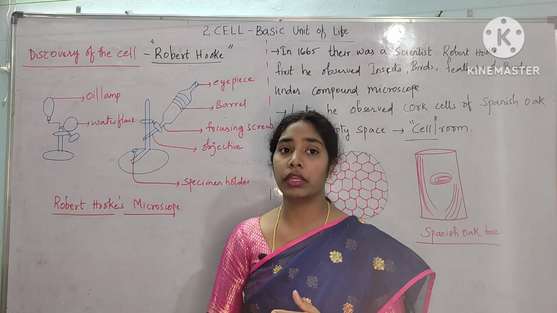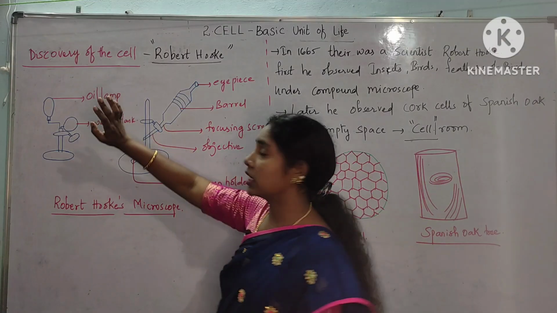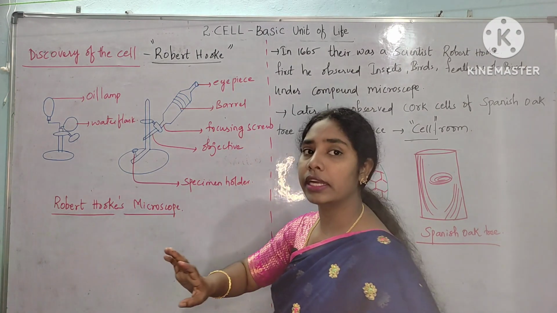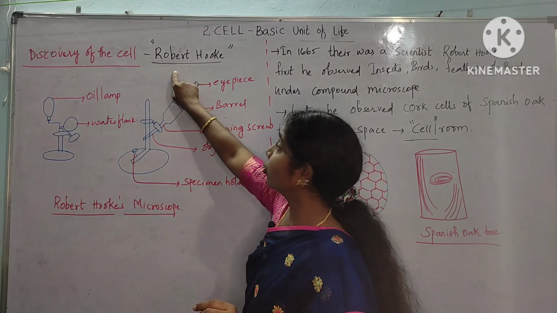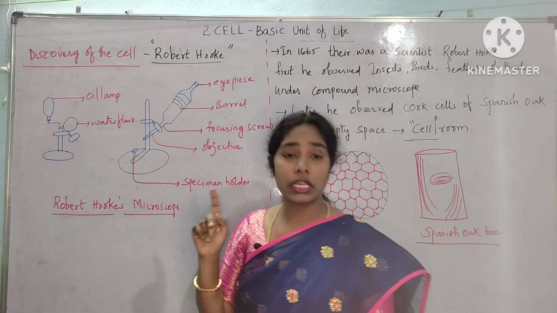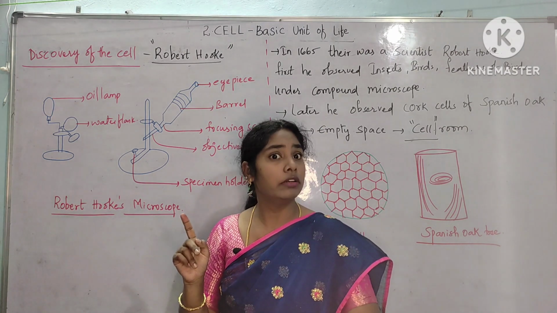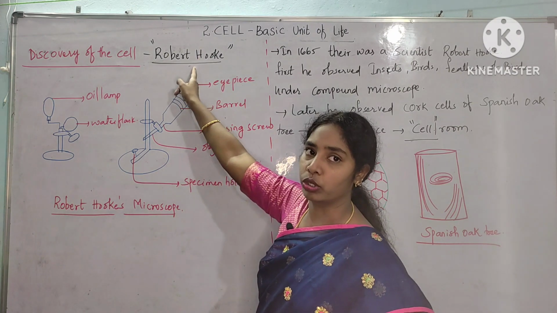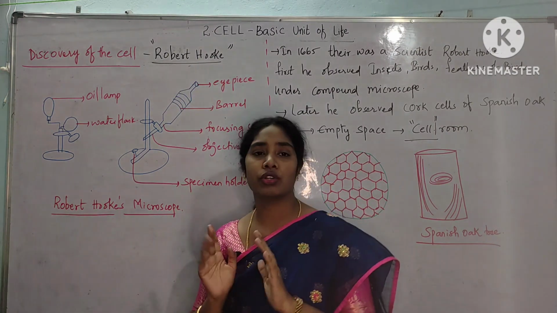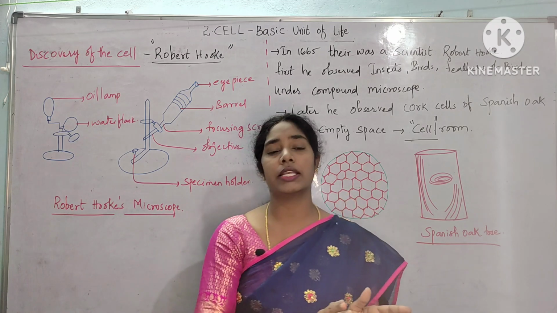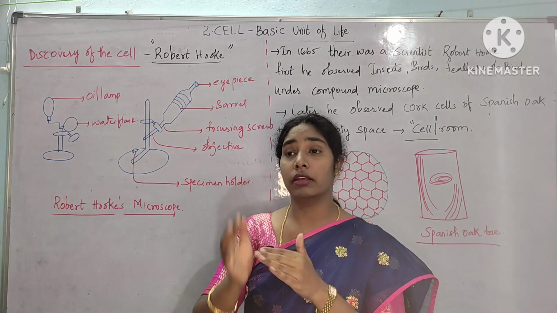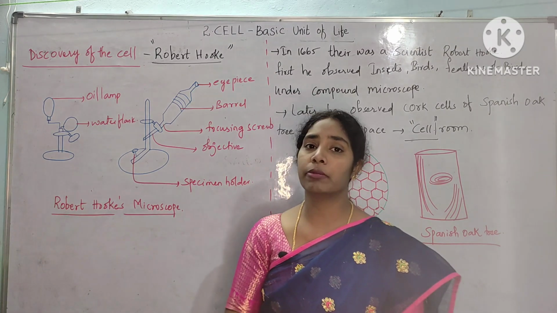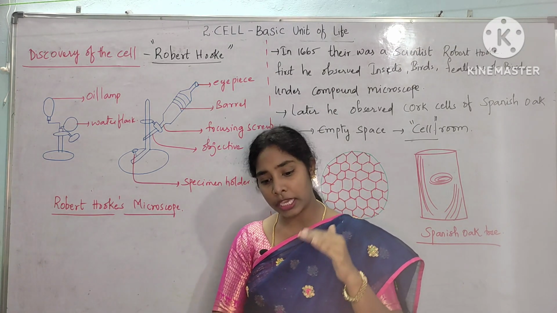There is a great difference between invention and discovery. Discovery of cell is nothing but who first discovered the cell, and that contribution goes to Robert Hooke. Don't forget this: the first cell was observed by Antonie van Leeuwenhoek, whereas the cell was discovered by Robert Hooke. You should not be confused here. This question is also very important: the discovery of the cell was made by Robert Hooke, and the first cell was identified by Antonie van Leeuwenhoek.